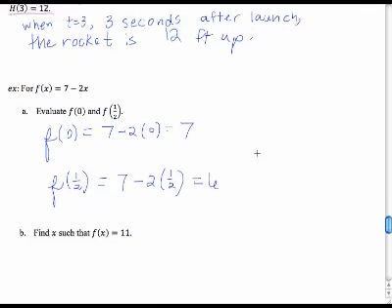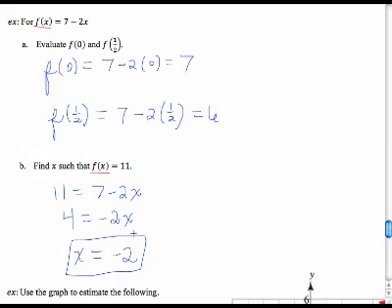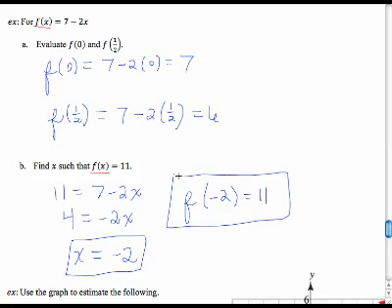Okay, say you're finding x such that f of x equals 11. That means we're setting f of x, the y's, equal to 11. So we have 11 equals 7 minus 2x. We're trying to find the x such that y is 11, right? So we set the function rule equal to 11 and solve for x. If I subtract 7 from both sides, I get 4 equals negative 2x. Dividing both sides by negative 2, 4 divided by negative 2 is negative 2. So we get x is negative 2. You could also write that f of negative 2 equals 11, which would be another good way to write that answer.